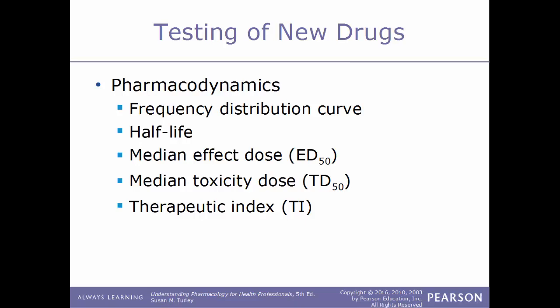And then the TI, the therapeutic index, is also known as the safety window or the therapeutic window. And this concept is the relationship between the toxic and the therapeutic doses of a drug. And some drugs are defined as having a narrow therapeutic index. And what that means is very small differences in dose could lead to some serious adverse effects with that drug.